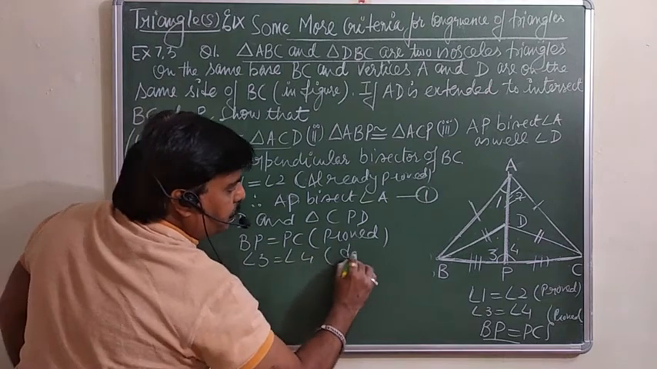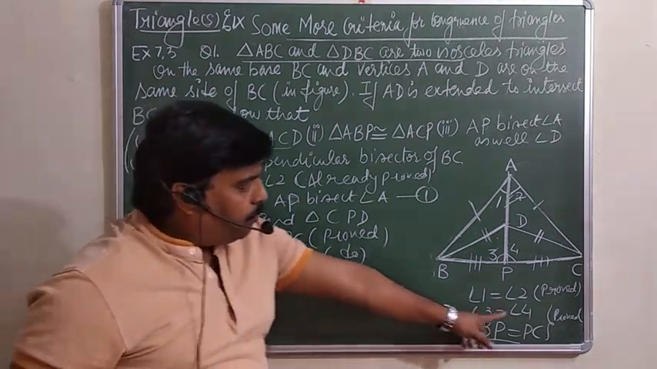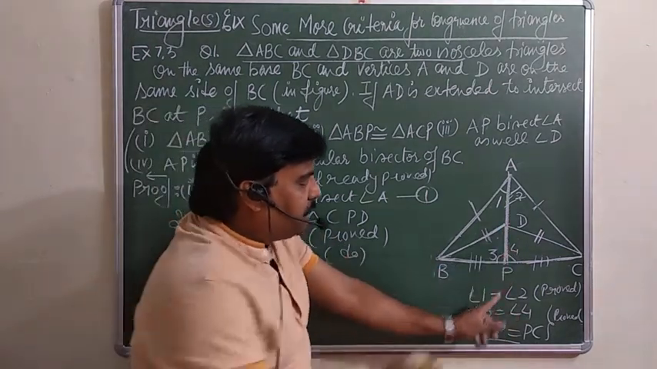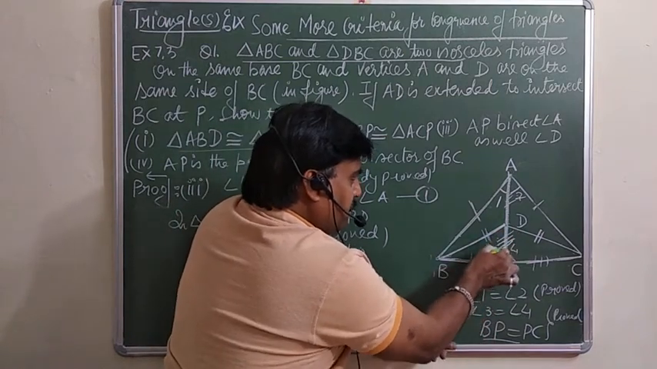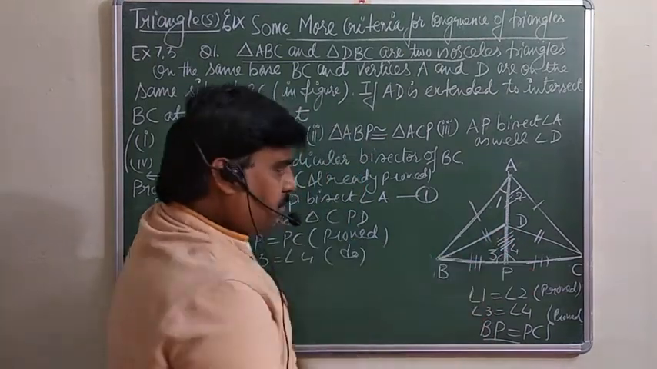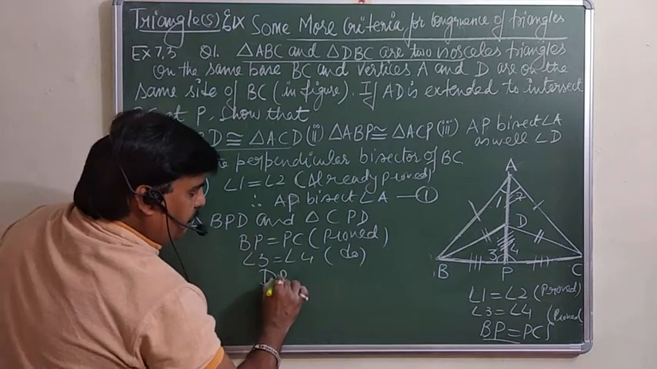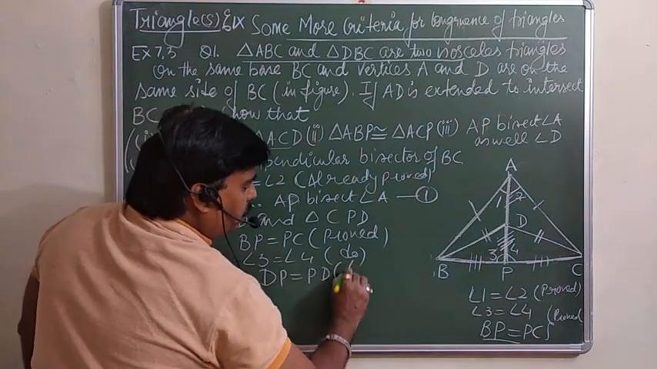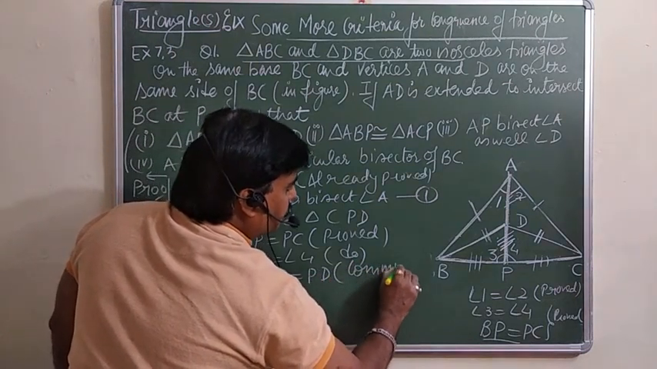This also has to be proved. Right now we proved this one. And this side DP is common to both the triangles. DP is equal to PD, this is common.